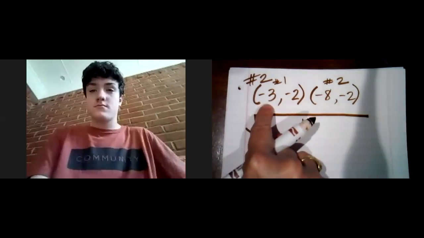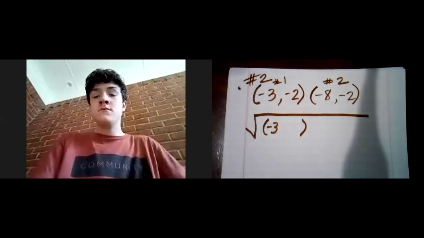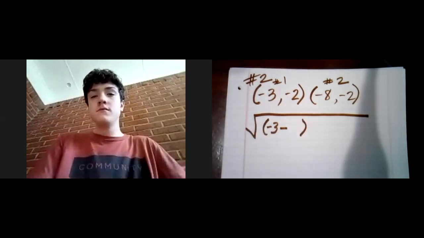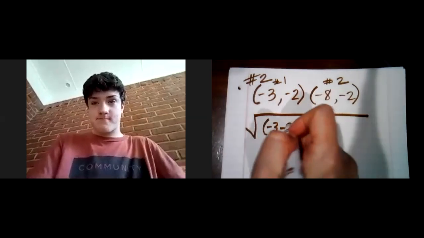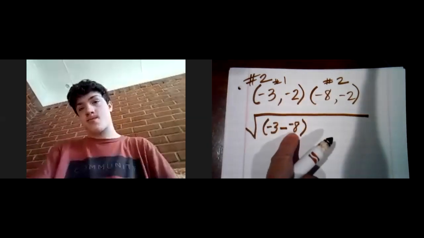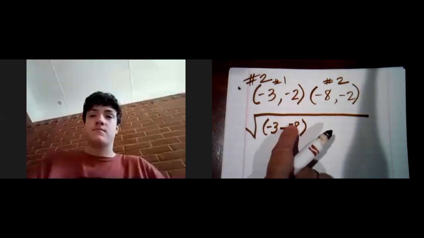So x is always that first number. So we're going to have to put in a -3. It's always minus. Okay, and then you put in your other number. Now notice how that was a negative anyway, right? Okay, don't think, well, because this is a negative, I don't have to put the minus. You have to. And you have to square it.